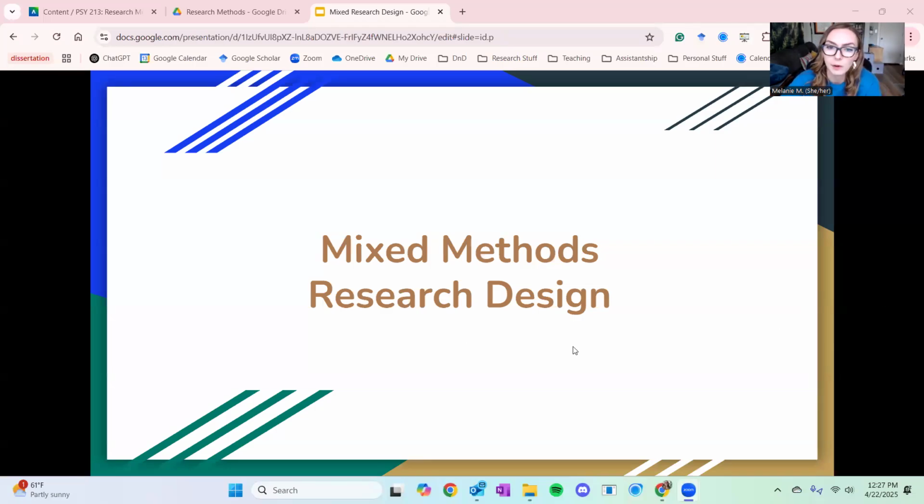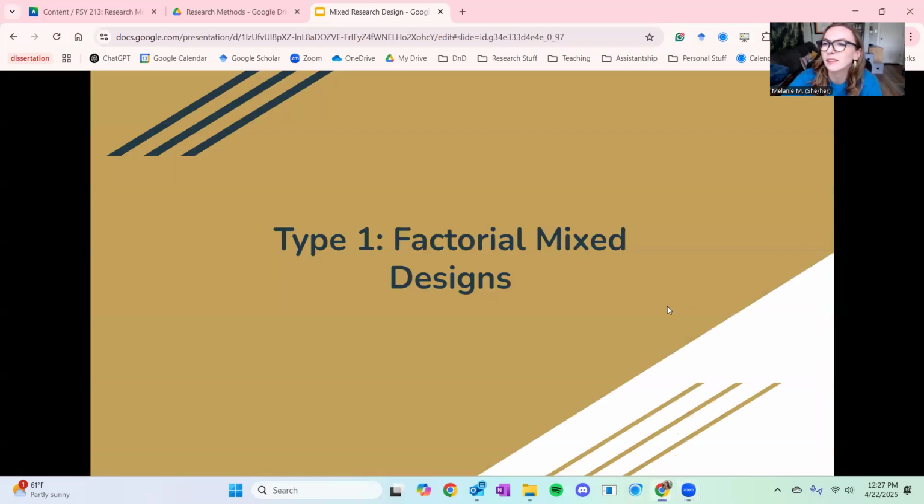So today we're going to be talking about mixed method research design. And I'll start by saying there's two interpretations of what this means. We'll start with the first one, which is the topic your book covers, which is factorial mixed designs.